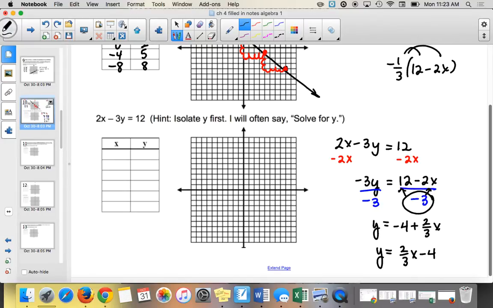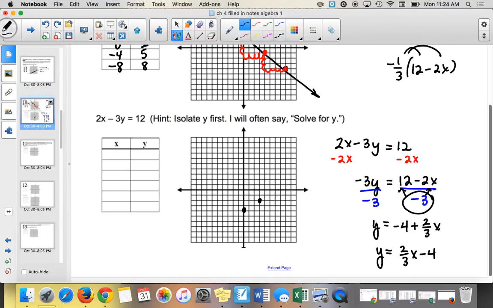So eventually we're going to get to the point where we don't have to do this t-table, where we can graph it without doing the t-table. So some of you guys might be there already. Where would I start? Where's my y-intercept? At negative 4, right? I would start down at 1, 2, 3, 4. And then from that point, I would go up 2 over 3 to get the slope. So if I go up 2 over 3, my next point would be right there. Okay, does that make sense? And then you can make a line just using 2 points.